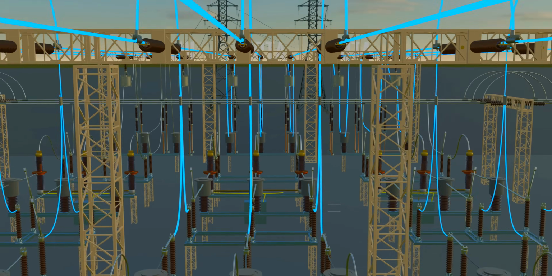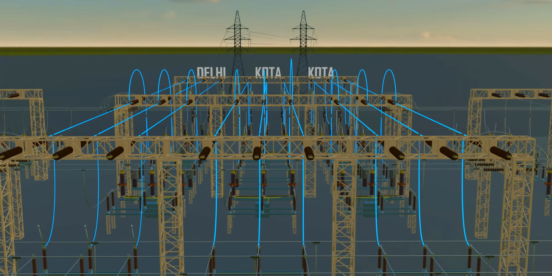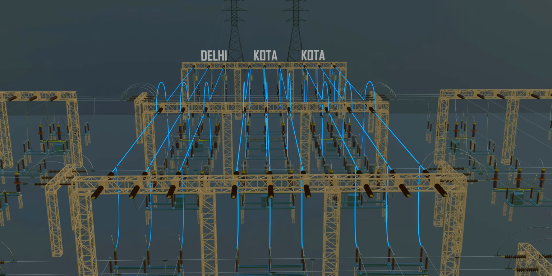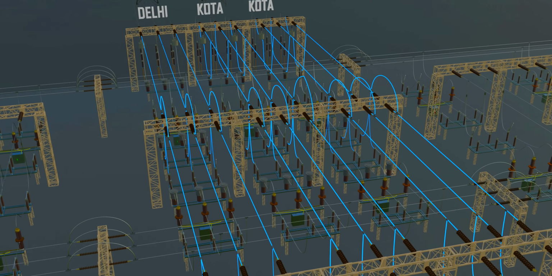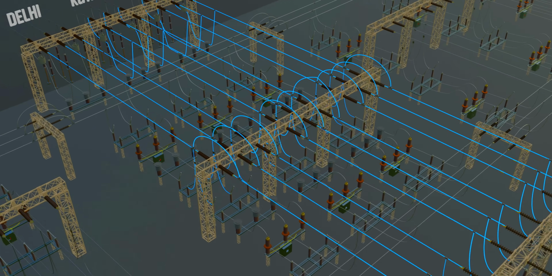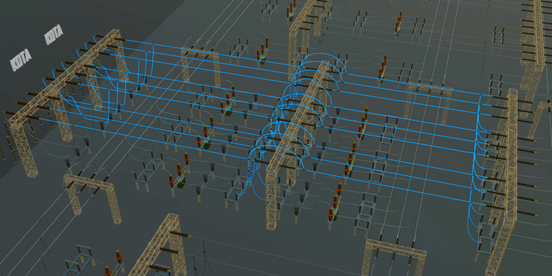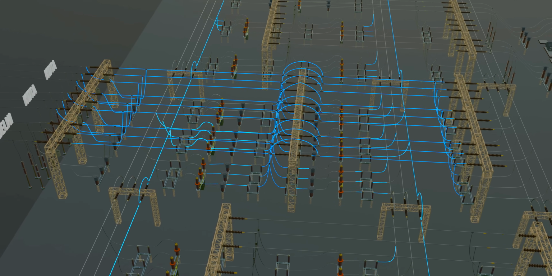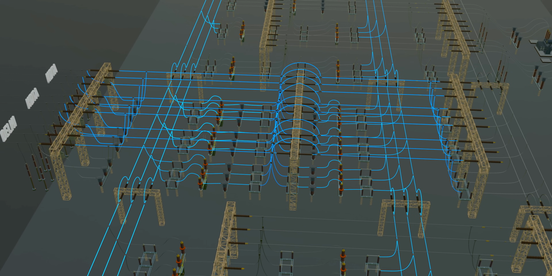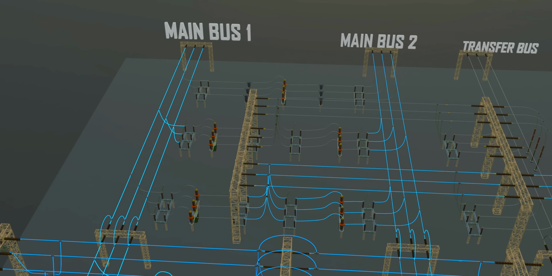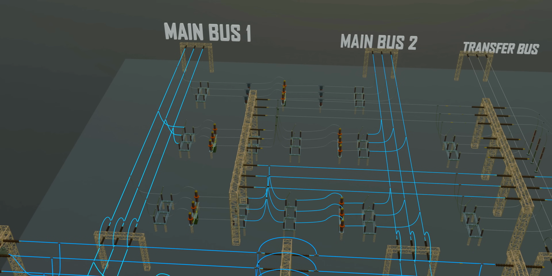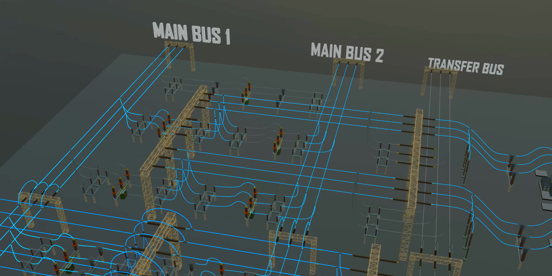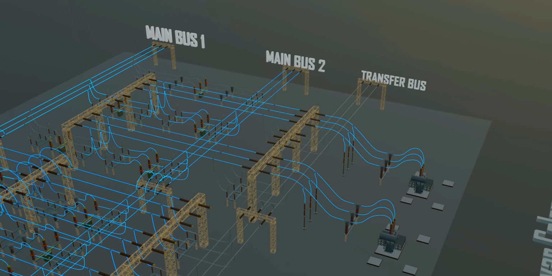One key role of a switchyard is load balancing. During festival seasons, electricity demand rises sharply due to heavy usage in homes, markets, and public areas. In such situations, all incoming lines, for example from Kota and Delhi, are distributed between main bus 1 and main bus 2. Once both bus bars are energized, some transformers are linked to the Kota side supply, while others are connected to the Delhi side, helping balance the overall load.